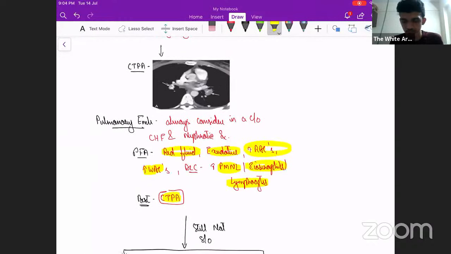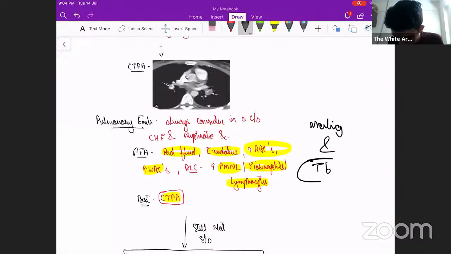What is the next thing we do? Now we have only two things in our mind: malignancy and TB. These are the only two things in our head. Yes, biopsy. If you're considering TB, what biopsy will you do? If you're considering malignancy, what biopsy will you do?